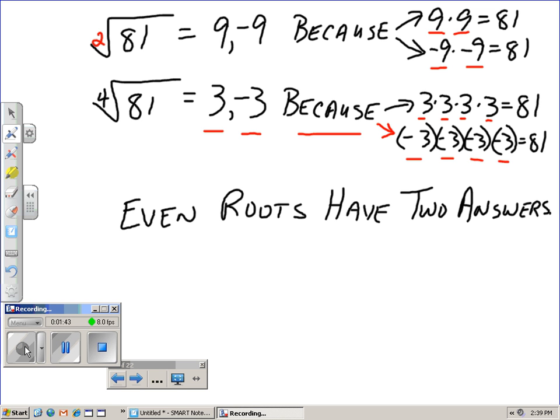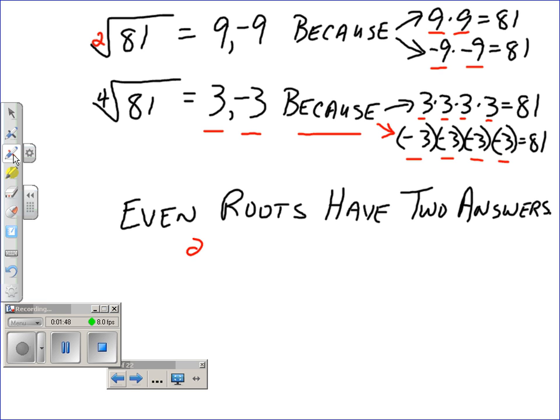So for this assignment, I want you to remember that even roots, and remember even are your numbers 2, 4, 6, 8, have two answers. So if we have a root of 4, a fourth root, or a root of 2, a second root, which we call a square root, or a sixth root, or an eighth root, or a 10th root, if we have an even root, we're always going to have two answers, a positive and a negative answer.